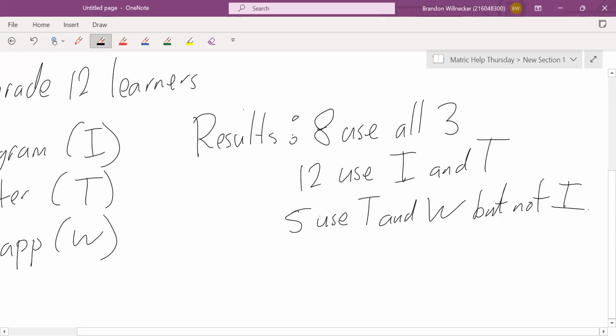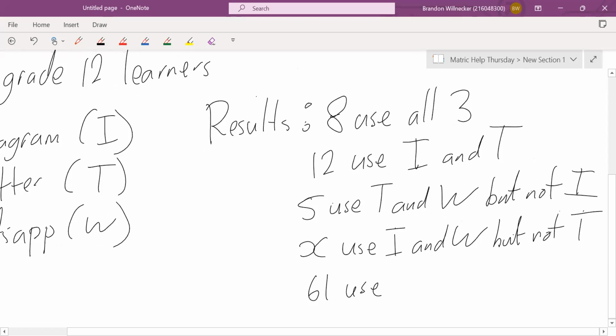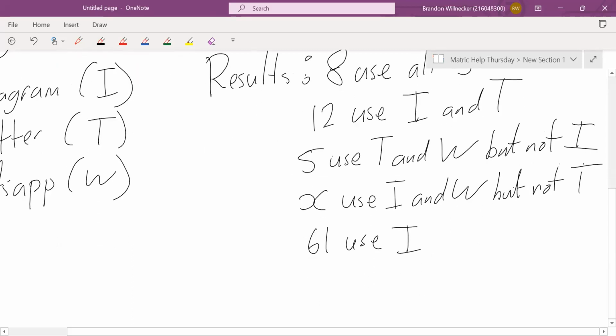Okay, we've got X, so we don't know what X is. Use Instagram and WhatsApp, but not Twitter. 61 use Instagram. Just a little note here. When you read that 61 use Instagram, that is not saying that they only use Instagram. That could just be one of the things that they use. So when they say 61 use Instagram, it's not only Instagram, it could be others included as well. Please remember that.